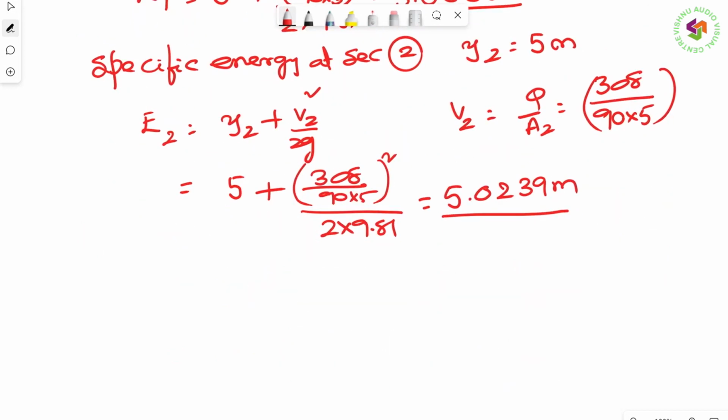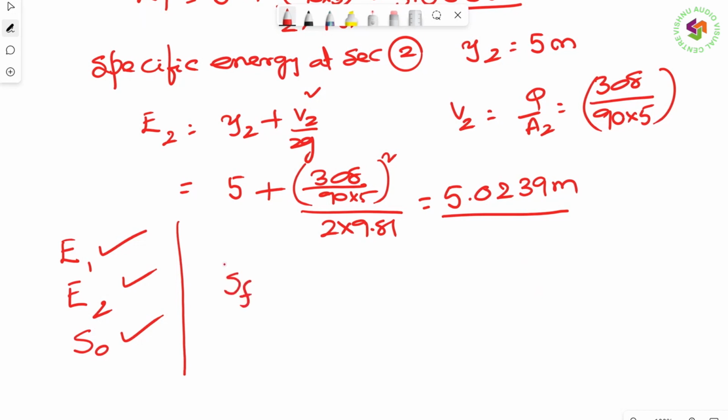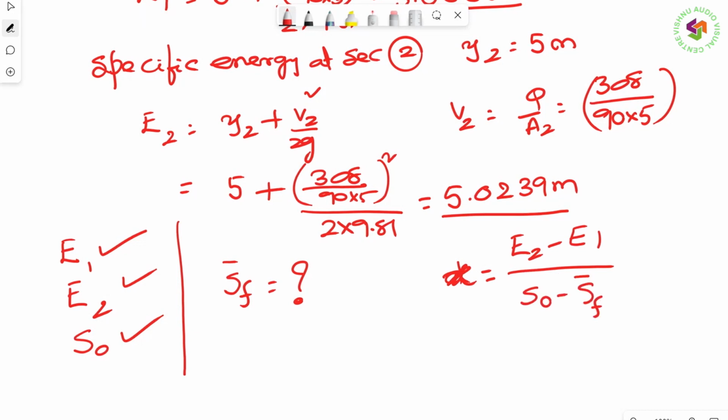Then E2 minus E1, I got. So what is remaining? E1 is over, E2 is over, then S naught is over, because the first one that is given is for uniform flow: S0 is equal to SW is equal to SF. Now what I need to find out is SF dash. If I find this out, then straight away I can use dx. X, or dx, or L, whatever you call it, is equal to E2 minus E1 divided by S naught minus SF dash. So this I can use and find out what is X.